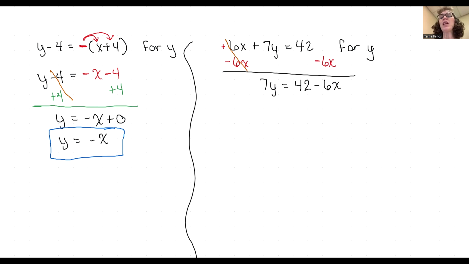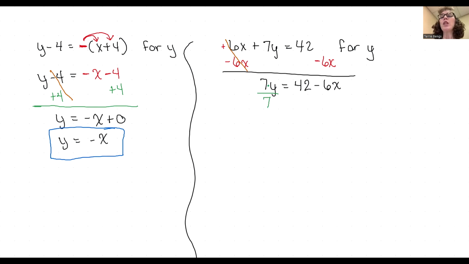We've got to get rid of that 7. That 7 by that y is multiplied, because they're touching each other. So we're going to do the opposite of multiplication, which is division. And division will always be our last step, guys. Just letting you know that. It will always be our last thing.